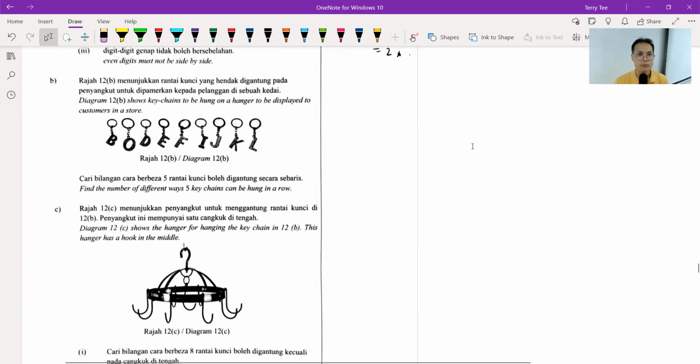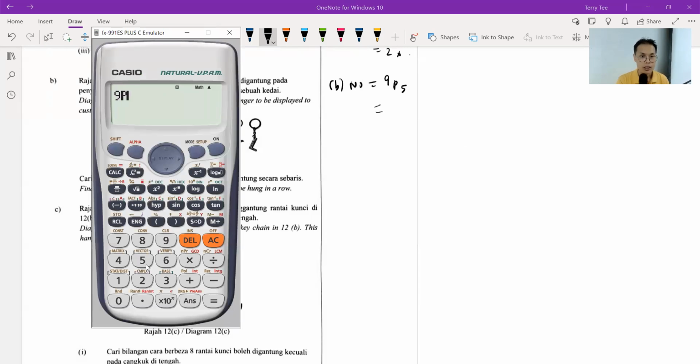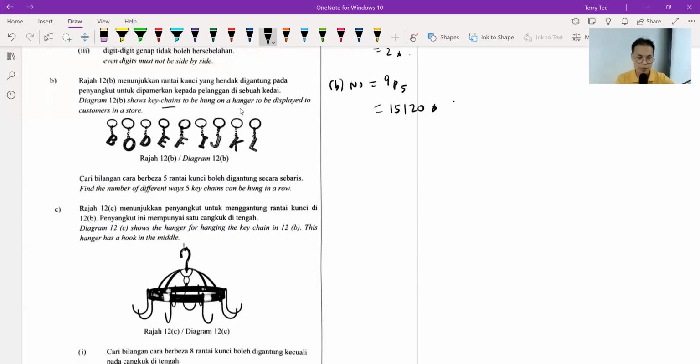Okay, part B. Here, diagram 12B shows a keychain to be hung on the hanger to be displayed to customers in the store. We have all the letters here, nine of them. Find the number of ways 5 keychains can be hung in a row. When you're putting in a row, it's very simple. Out of 9, I arrange any 5, so we say 9P5. Use your calculator. That will be 15120. Yeah, 15120.